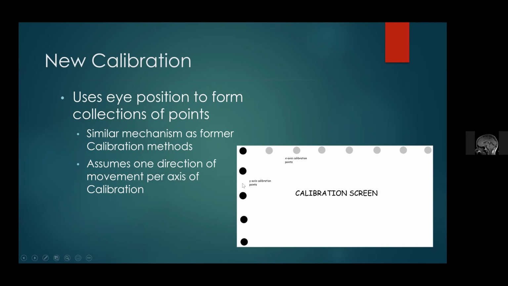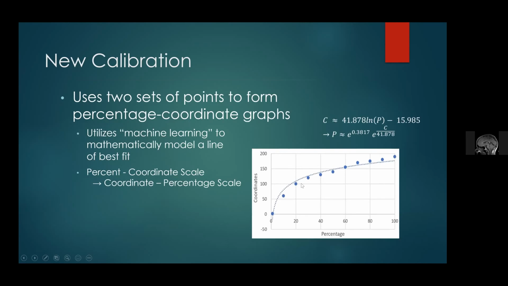And because we have those two sets of points, we can analyze the data from them to form graphs. For example, this is a sample graph I made. This is like 0, 10, 20, 30, etc. And we use machine learning to run through multiple mathematical models of logistic, exponential, logarithmic, and linear regression to see which one forms the best line of best fit, based on the general average distance from points.